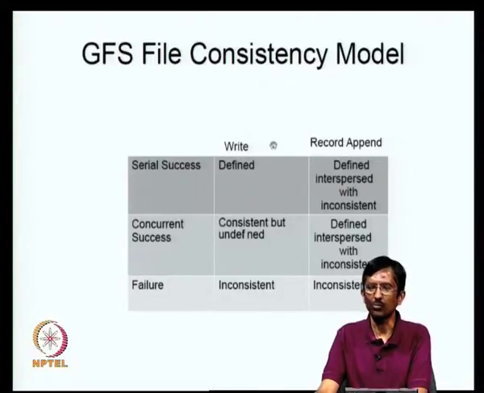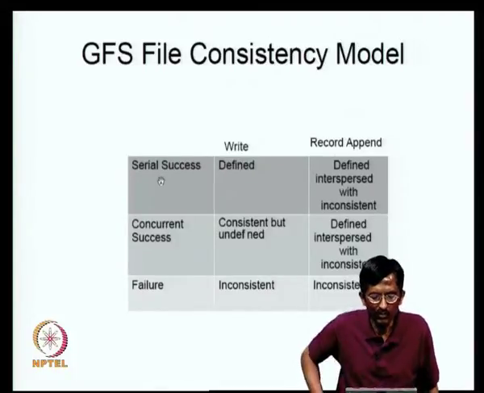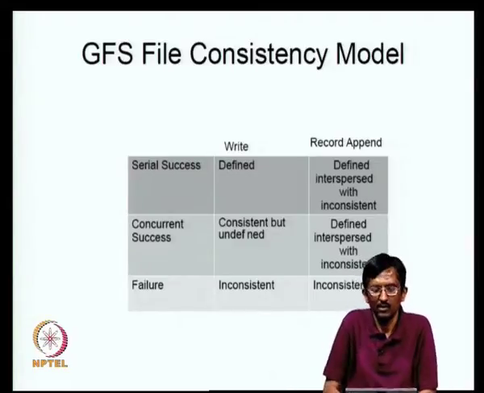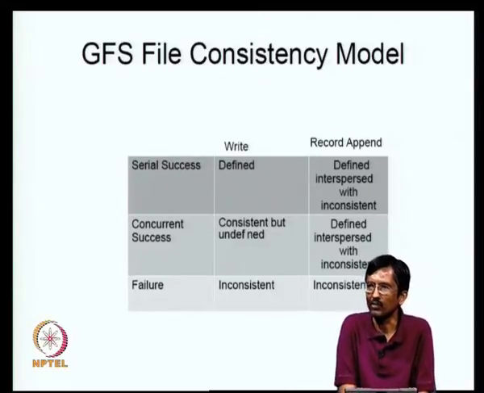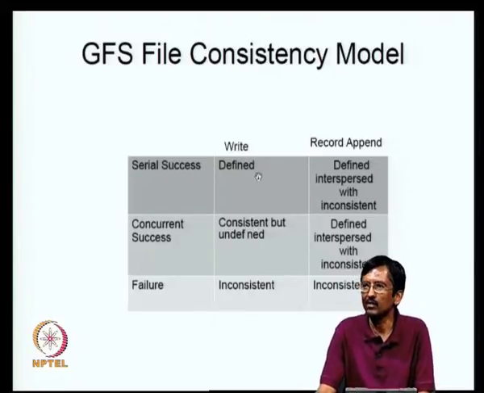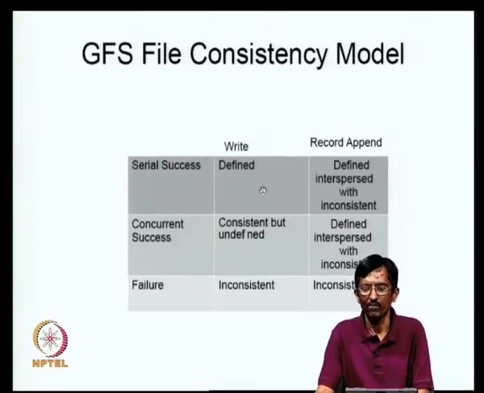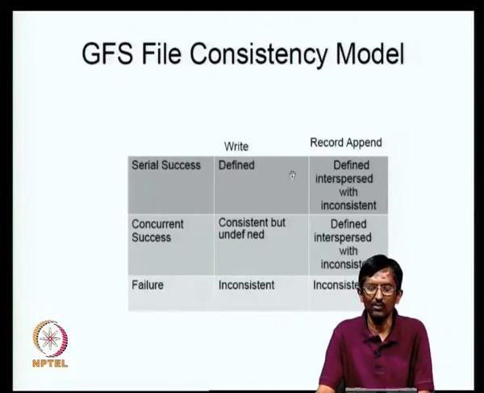So you can have 2 different types of mutations, writes and record appends. Okay. Now if it is a serial write or a serial record append, that means one after one, it's all completely serializable. Then if it's a success, it is going to be the normal, the defined part of it, that is both consistent and also defined. Okay. Now in the case of record append, the reason it is there is that record appends are used as a way to attach something to a file without going through locking.